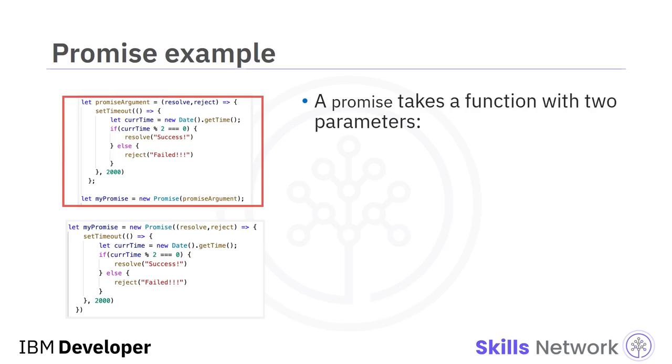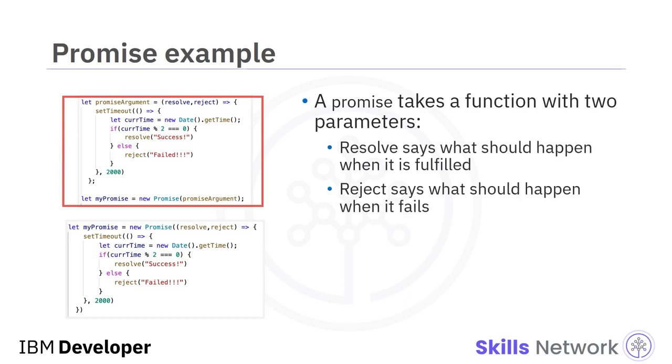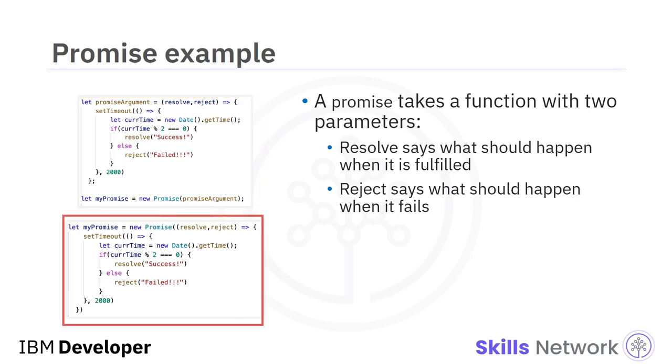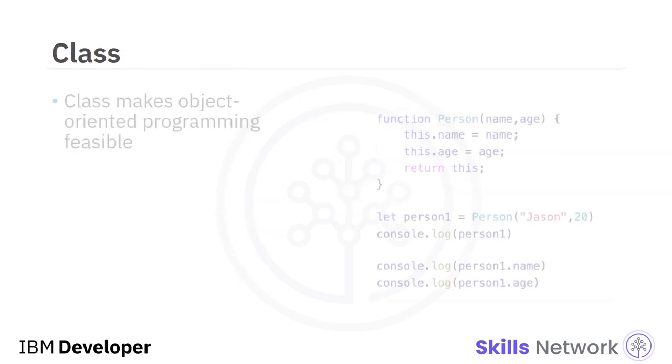In the first example, you have an arrow function promiseArgument, which takes two parameters, resolve and reject. If the current time in milliseconds is divisible by 2, this arrow function invokes resolve with success as a parameter. If not, it invokes reject with failed as a parameter. This function is passed to the constructor of the promise object. In the second example, instead of creating promiseArgument, you are directly creating the function in time with the promise constructor. The behavior in both cases is identical.